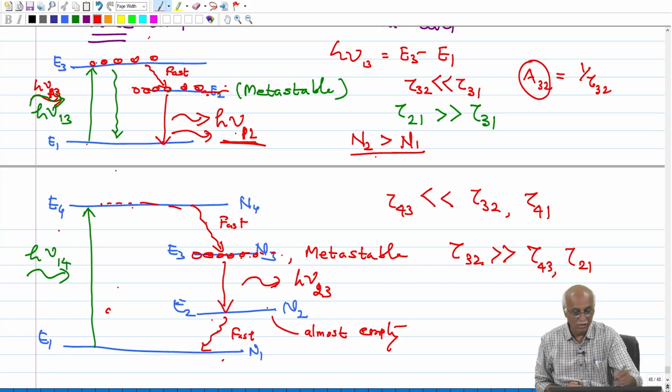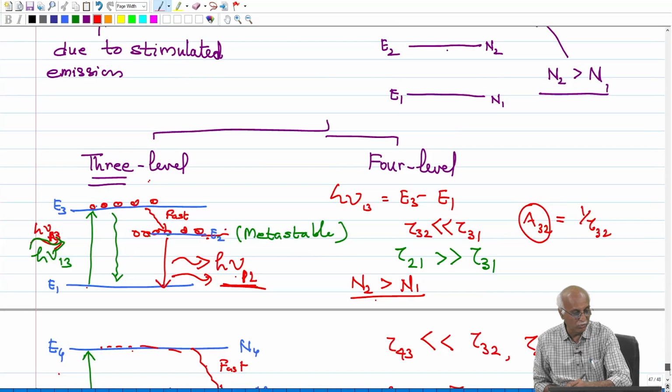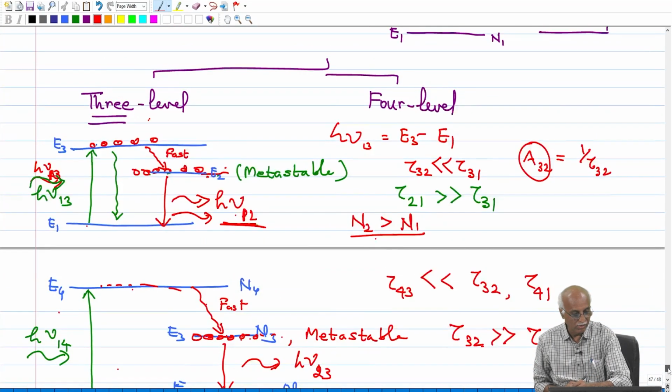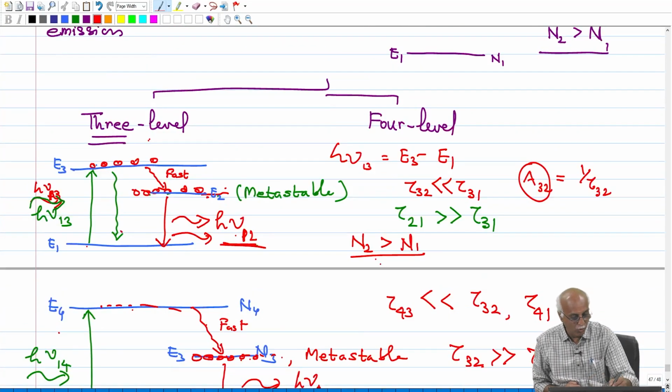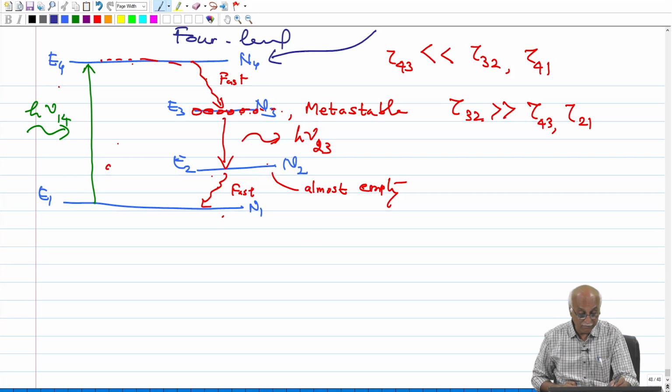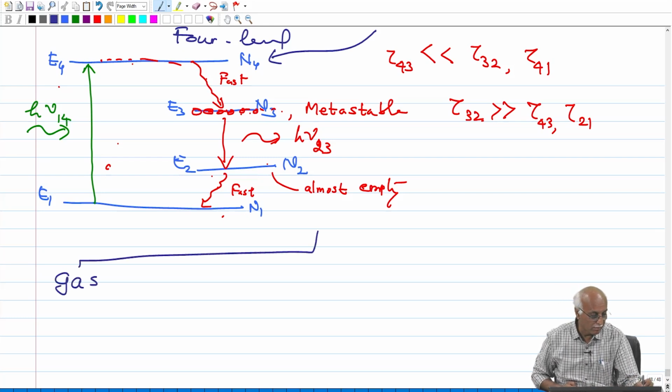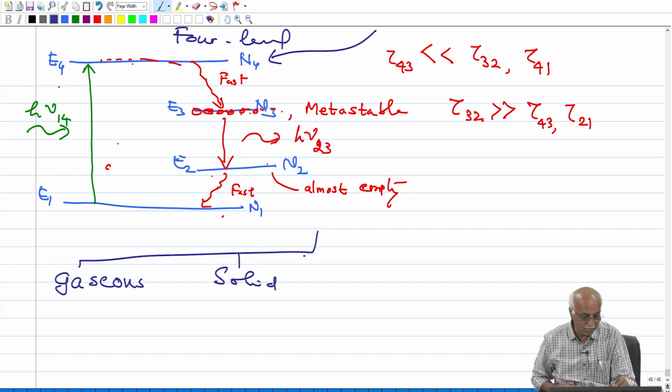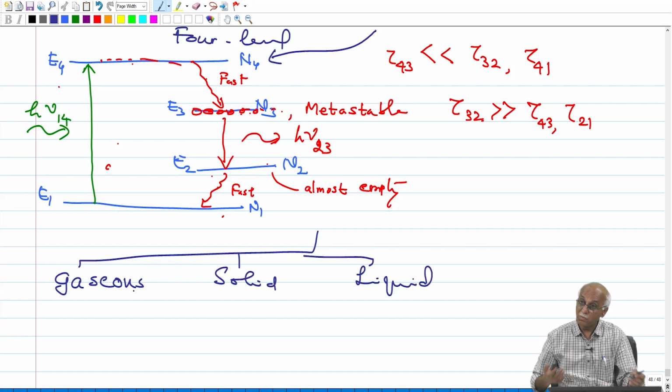So, this one is a 3 level system, while this is a 4 level system, okay. And there are various gaseous, solid, liquid media which possess such characteristics.